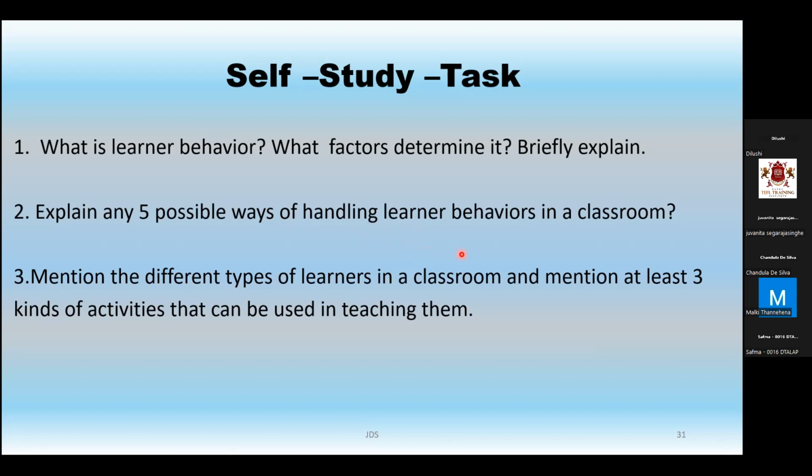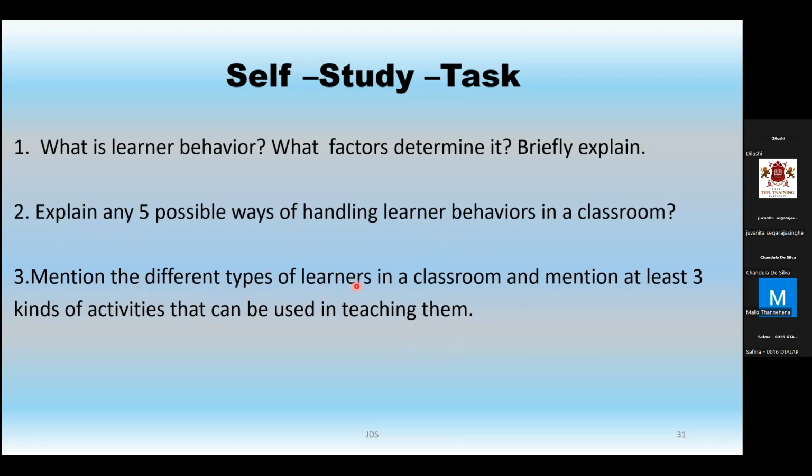Not only the teacher, even the adults, even the other people with whom the child is interacting, the parents, the siblings, all of them are responsible. So like that, you find out 3 more possible ways that need to be handled in the classroom in determining learner behavior.